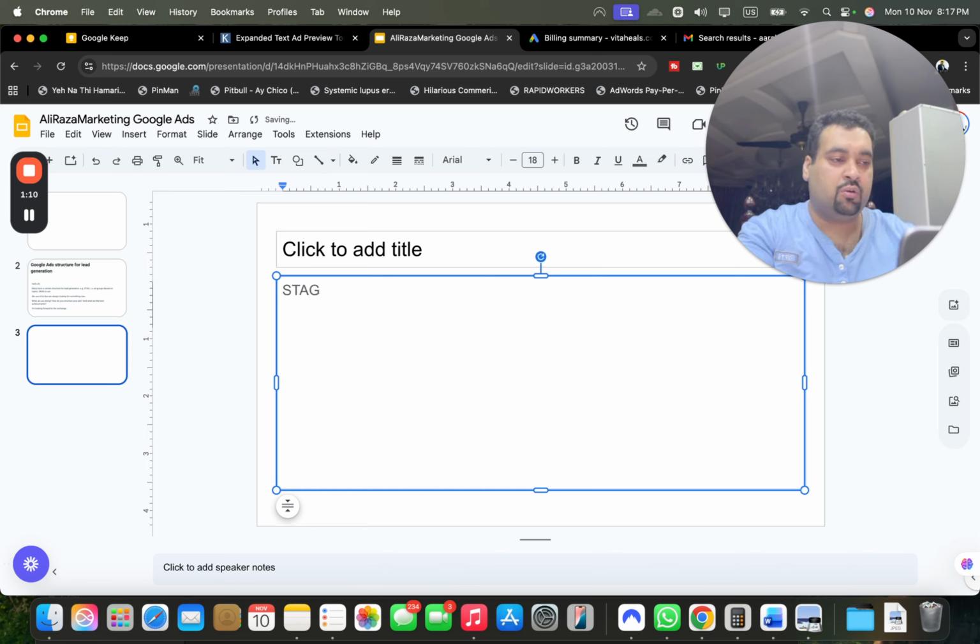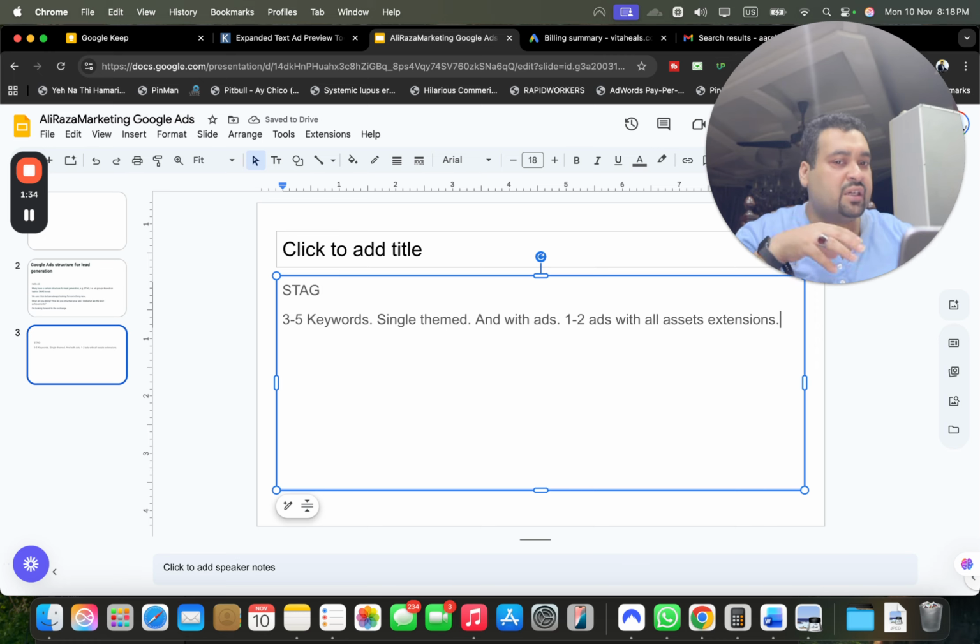My opinion, as I told you, first of all, you need to run 3 to 5 keywords. Single themed. Please try to understand single themed, and with ads I may run 1 to 2 ads with all asset extensions. Now I will show you the extensions part first, then the keywords and a little bit on keyword research.